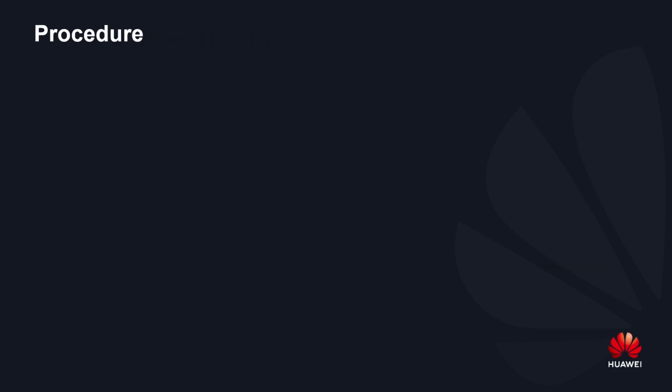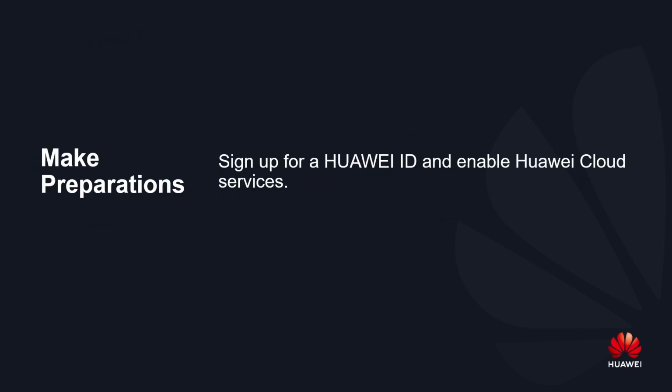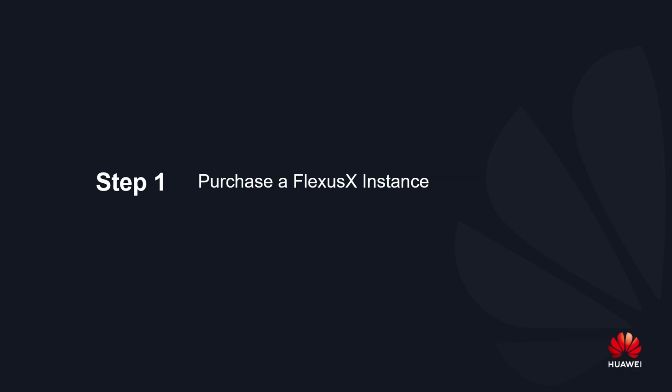The procedure is as follows. Make preparations. Set purchase parameters. Confirm the settings and purchase the instance. Log into the instance using VNC. Before purchasing a Flexus X instance, sign up for a Huawei ID and enable Huawei Cloud Services.